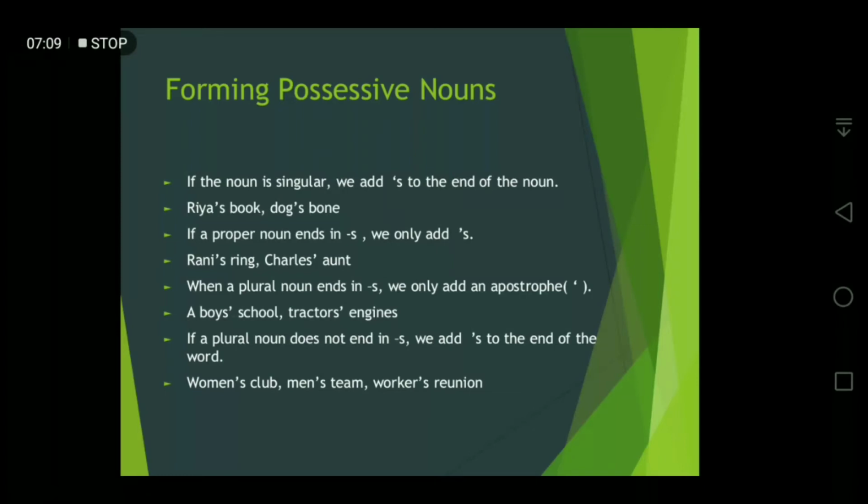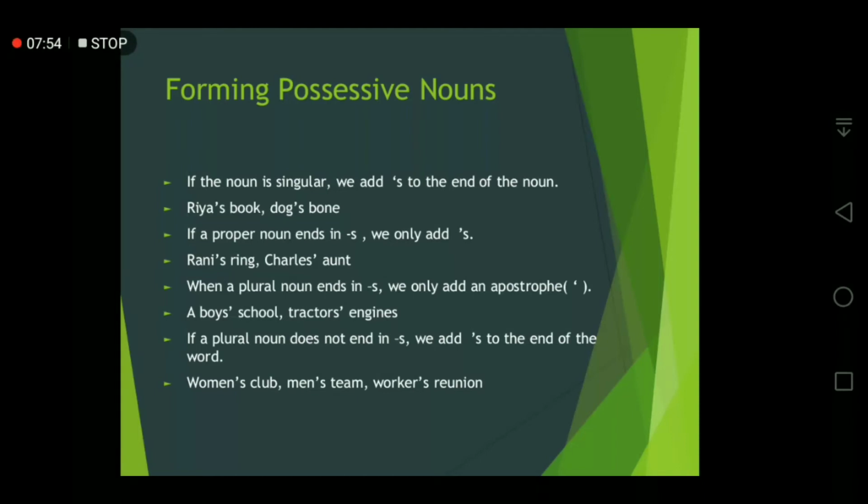Then if a proper noun ends in s, we only add an apostrophe. Just remember, if a proper noun ends with s, like Rani's ring, Charles' aunt. Look, in the first one, Rani's ring, there is no s at the end of the proper noun, so we use apostrophe s. But in the second example, Charles' aunt, there is an s at the end of the word Charles. So we don't need to add another s after the apostrophe.